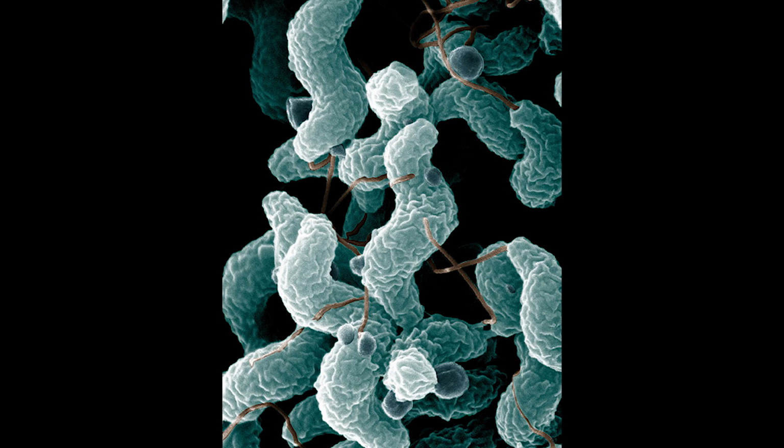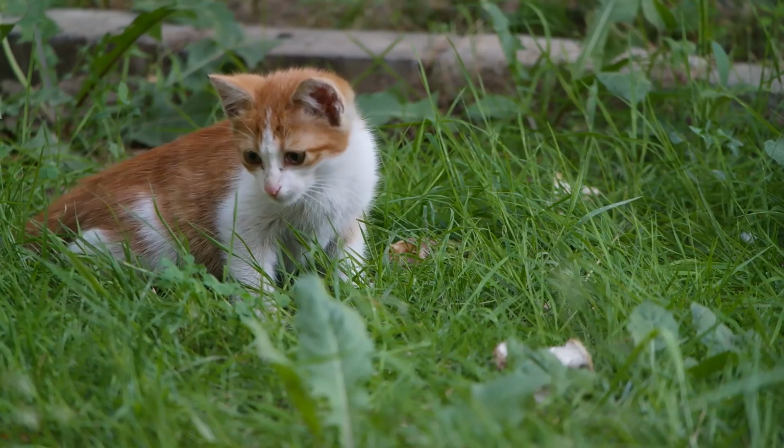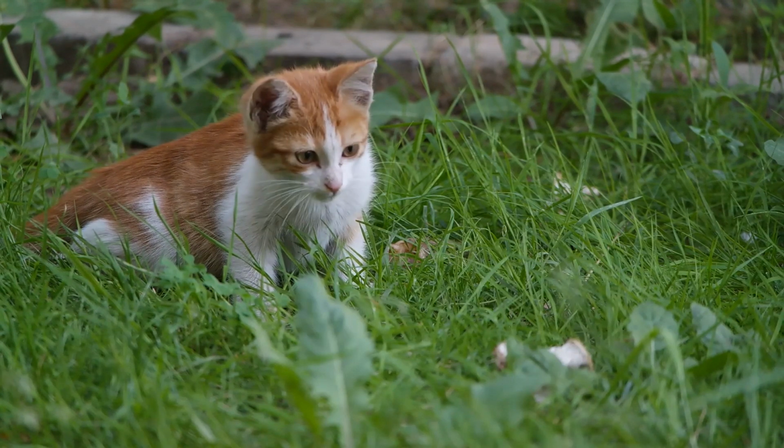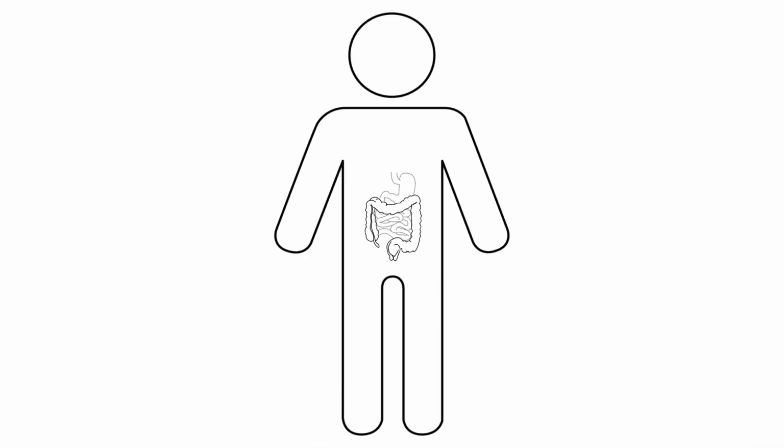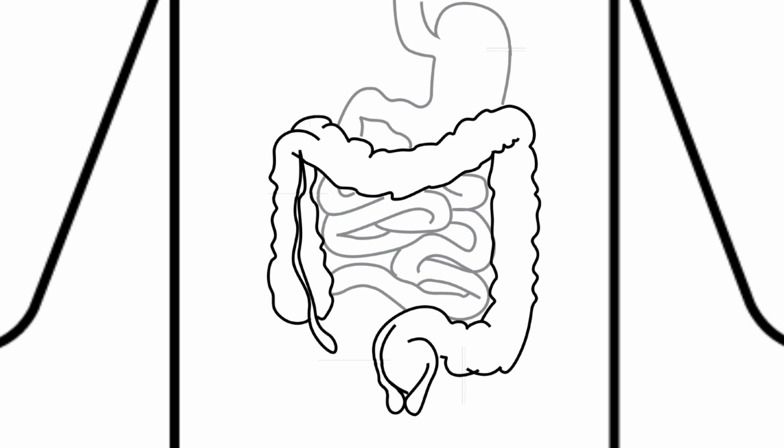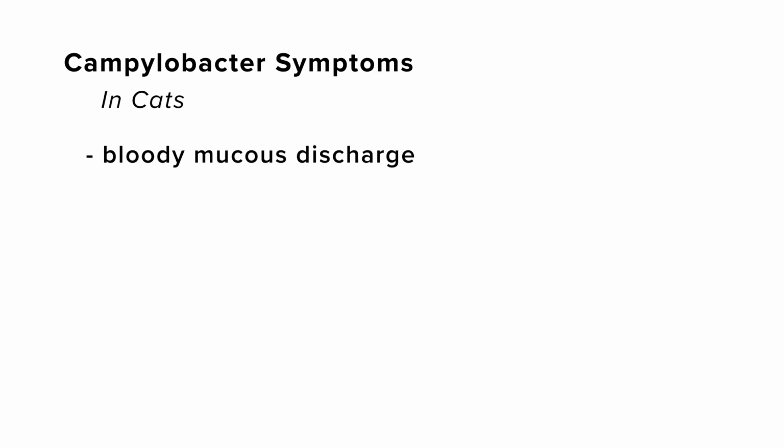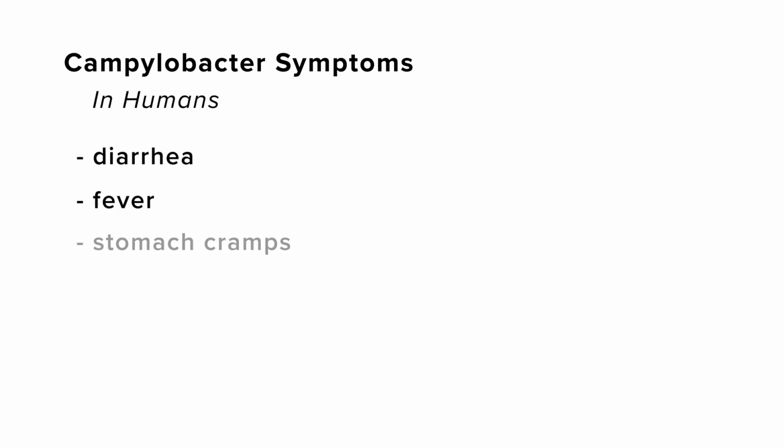The first disease we'll talk about is Campylobacter. Campylobacter is a common cause of diarrhea in kittens. It is a common bacteria that will cause gastrointestinal disease in humans. Symptoms of Campylobacter in cats include bloody mucus discharge, diarrhea, or they could show no signs of infection. Symptoms in humans can include diarrhea, fever, and stomach cramps.